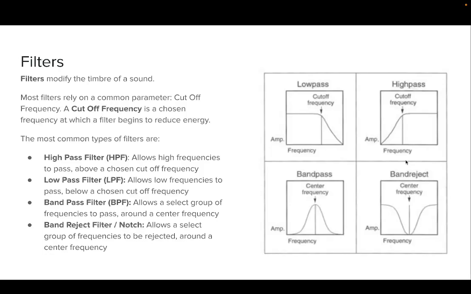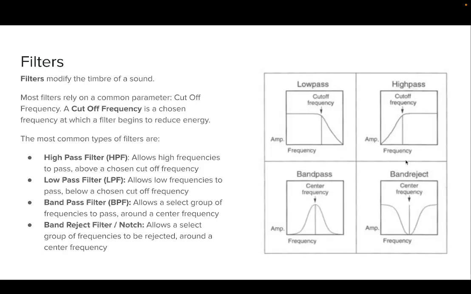Here's a list of the most common filter types. They are pictured on the right. The high-pass filter allows high frequencies to pass through above a chosen cutoff frequency. A low-pass filter allows low frequencies to pass below a chosen cutoff frequency.